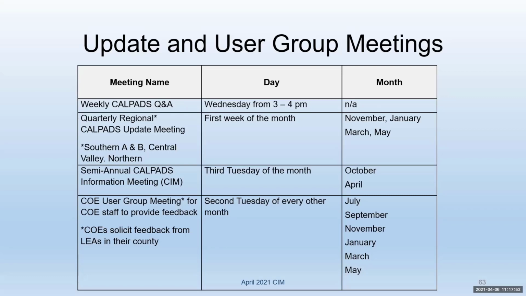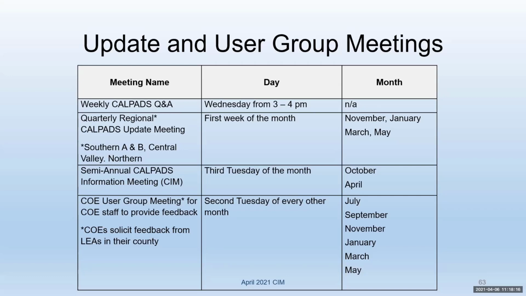Now the CIM is going to continue. It's going to be on the 3rd Tuesday of the month in October and April, but the content is very high level, and it's to communicate the strategies for the academic year. Then later in the year in April, it'll be any updates on those strategies and looking forward to the next academic year.